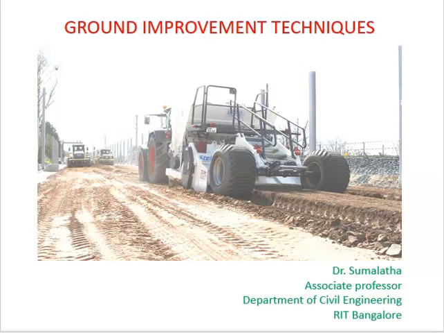Ground improvement techniques. In this subject, there are 5 units. In the first unit, there are 2 chapters, Introduction and Mechanical Modification. Unit 2, Hydraulic Modification. Unit 3, Physical and Chemical Modification. Unit 4, Modification by Inclusion and Confinement. Unit 5, In situ ground reinforcement.